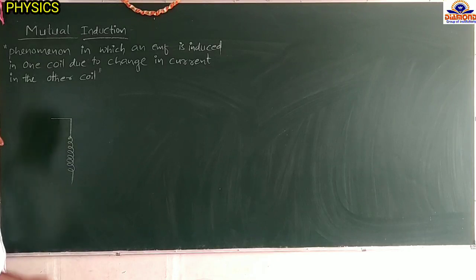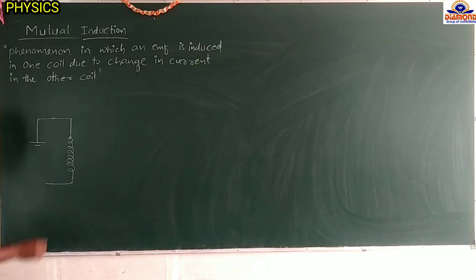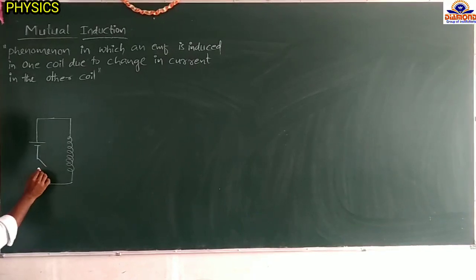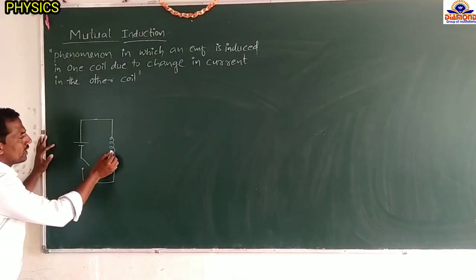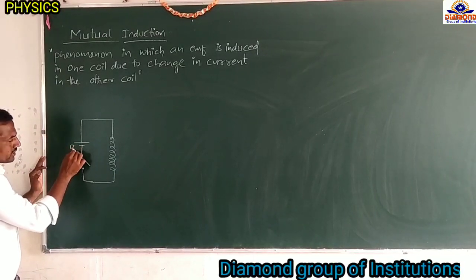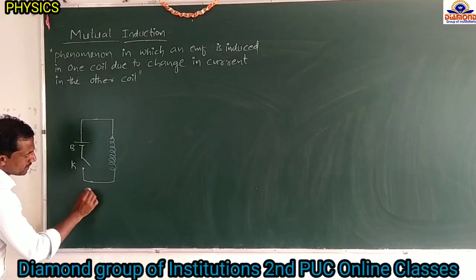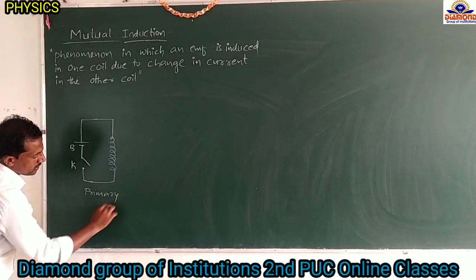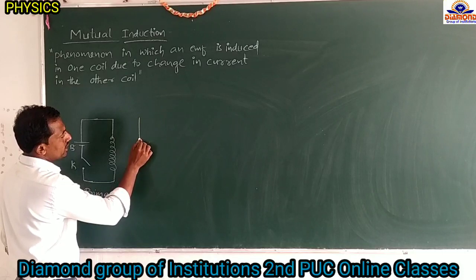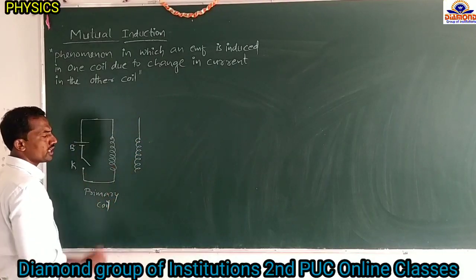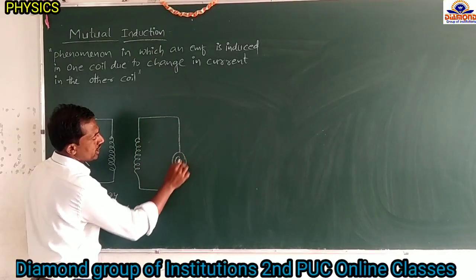The first coil is connected to a battery and a tapping key K. This coil is called the primary coil. And we are taking another coil, placed neighbor to this coil, and this coil is connected to a galvanometer G.